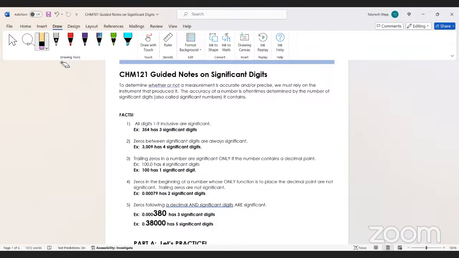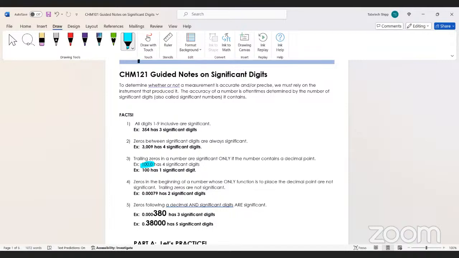So in statement number 3, you have 100.0. Guess what? Those trailing zeros count because there's a decimal there. So this first number here, 100.0, has 4 significant digits. But if I gave you 100 and there isn't a decimal present, then you would only have 1 significant digit.